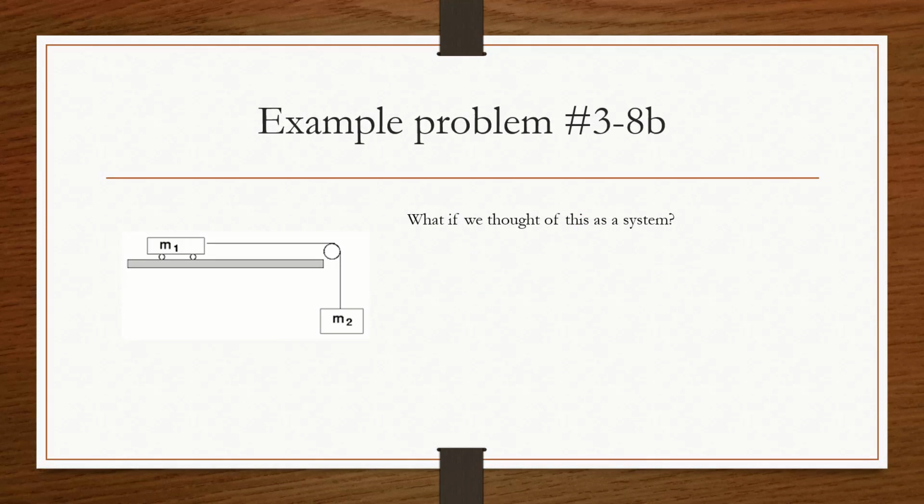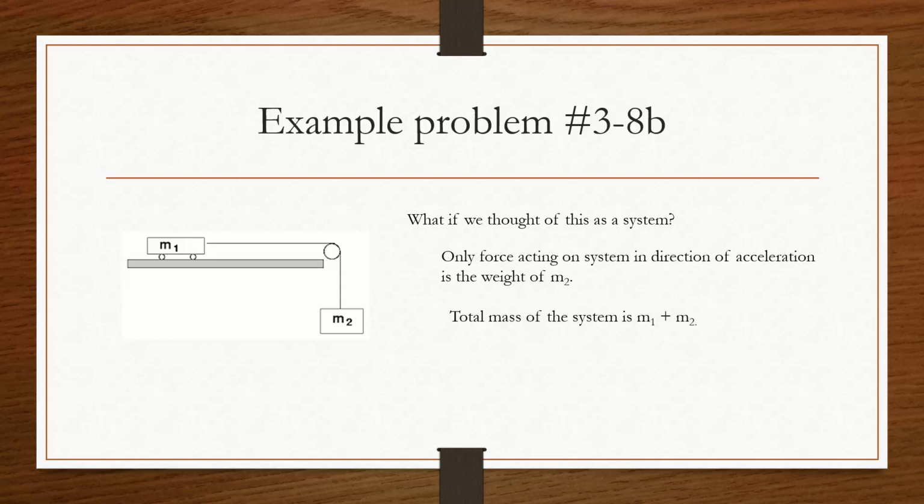As an aside, what if instead of separating this out into two separate objects, we thought of this as just a system of objects? The only force acting on the system that will accelerate the system is the weight of M2. The total mass of the system is M1 plus M2. So if we thought of it that way, I would say the net force acting on the system, M2 plus M1 times acceleration, is equal to the weight of M2. Well, there I can solve for the acceleration right away.